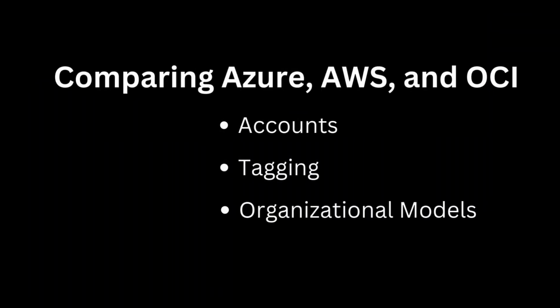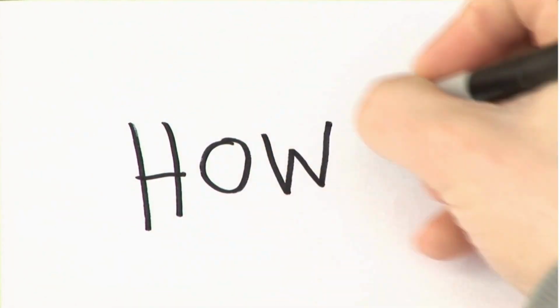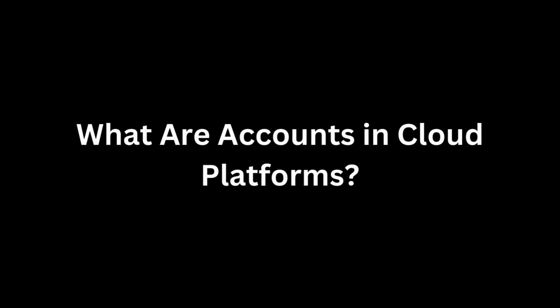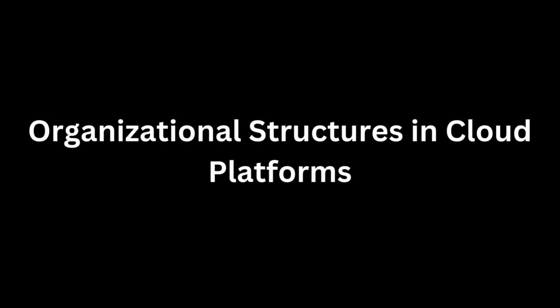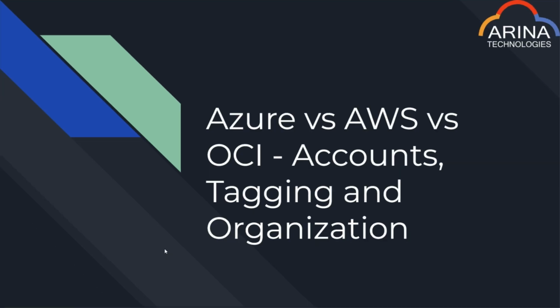I wanted to show the accounts, tagging, and organization comparison, how it works in Azure, AWS, and OCI. The agenda is essentially what accounts are, what tagging is and how it works, and the organizations in cloud platforms, how we do it in each cloud, and what the takeaway is going to be for the users.